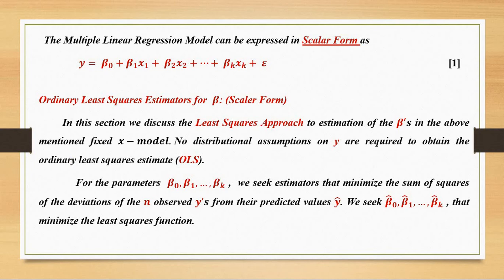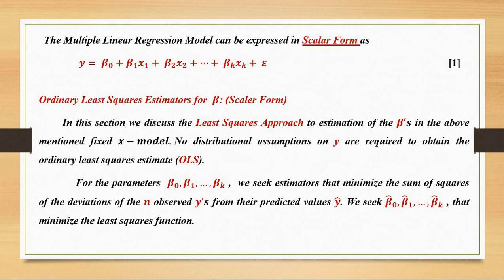The multiple linear regression model can be expressed in scalar form as y is equal to beta naught plus beta 1 x1 plus beta 2 x2 plus dot dot dot beta k xk plus epsilon. Here epsilon is the error term. And so here we will discuss the ordinary least square estimation of beta parameters of the multiple linear regression model.